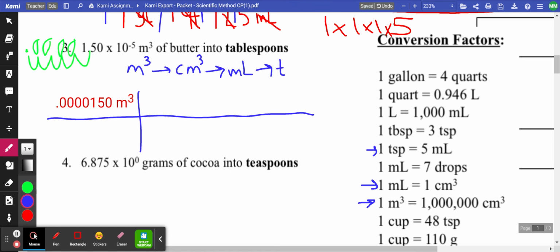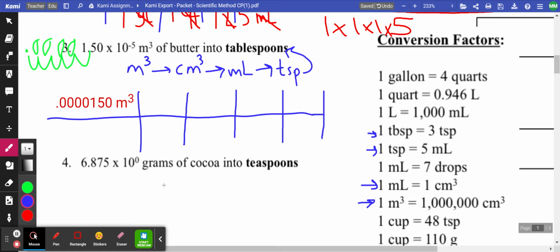Actually, we don't have to get to the liter. Milliliter to teaspoon, and then teaspoon to tablespoon. So we have 4 things to use. So we need 4 columns here. 1, 2, 3, and 4. Okay.